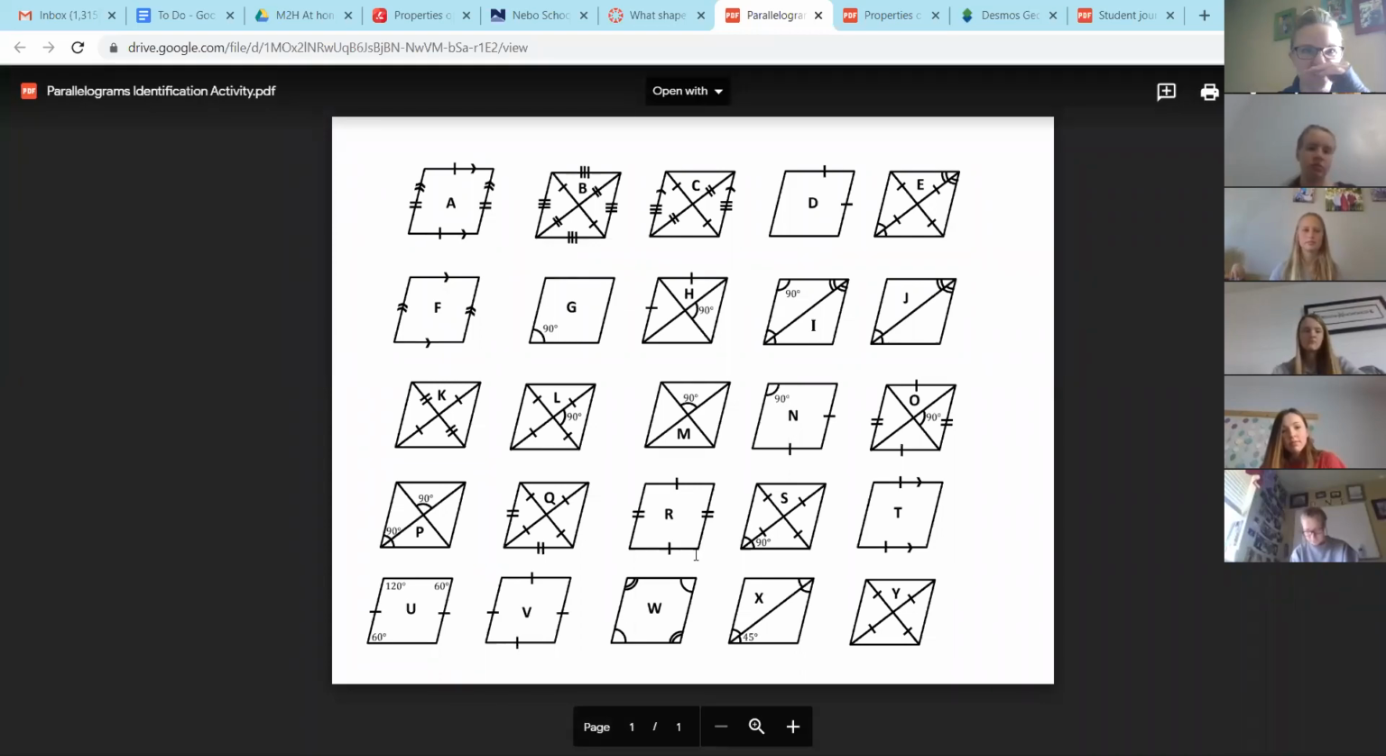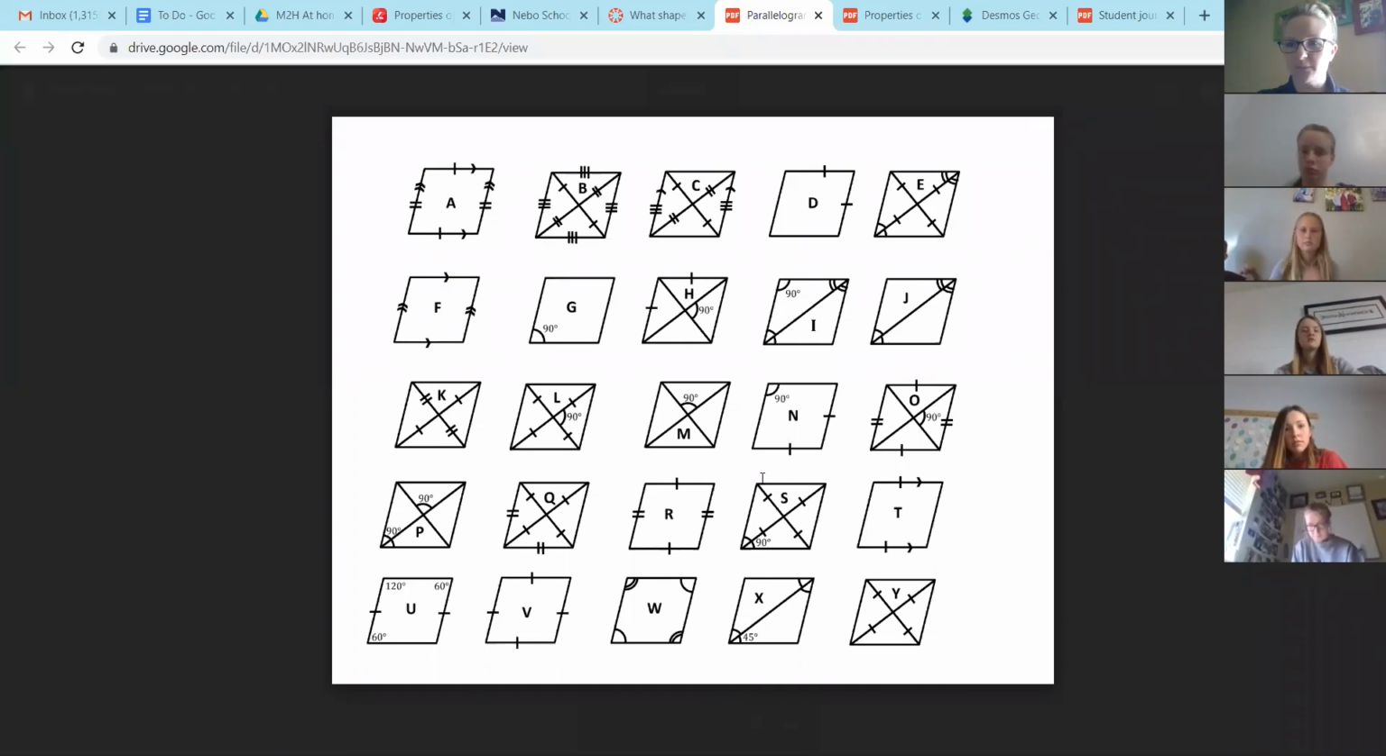What shape do these all look like? I think they all look like a rhombus. Yes? Does everybody agree?